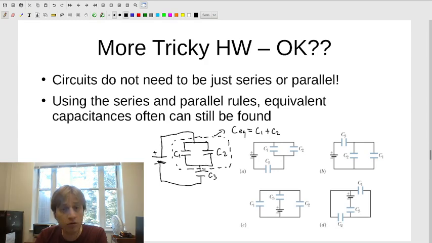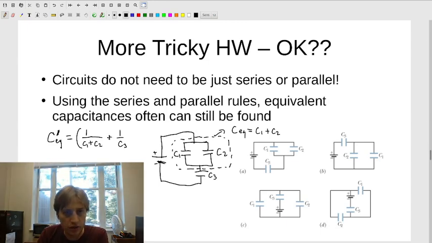And so I could find the equivalent capacitance by having my C equivalent of the whole circuit equal, well, I would have to do 1 over C1 plus C2, because those are acting as a single capacitor, plus 1 over C3, and then I would have to take 1 over that whole thing. So I would take the inverse of it. That would give me my equivalent capacitance of this whole circuit.